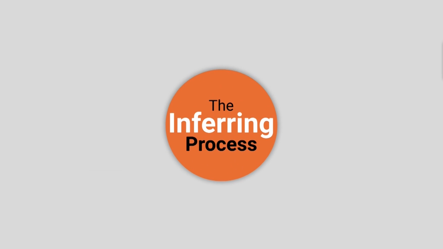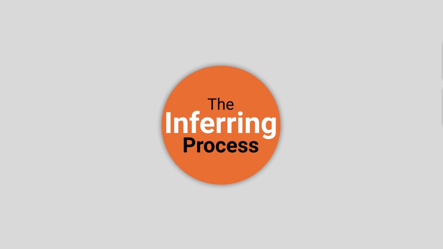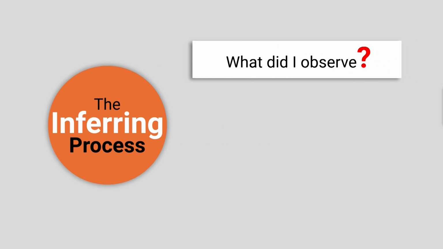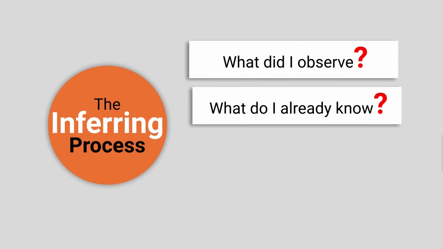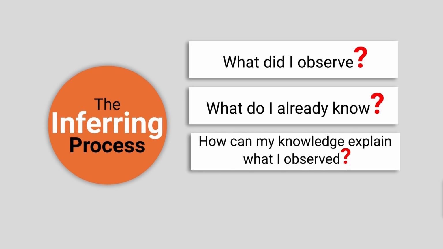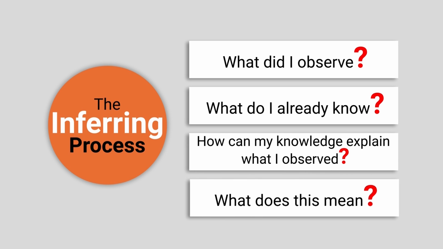The inferring process involves following steps. What did I observe? What do I really know? How can my knowledge explain what I observed? What does this mean? For example, if you see someone eating a new food and he or she makes a face, then you infer he does not like it. Or if someone slams a door, you can infer that she is upset about something.